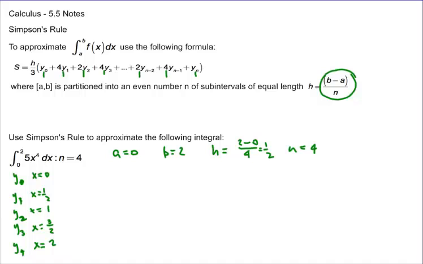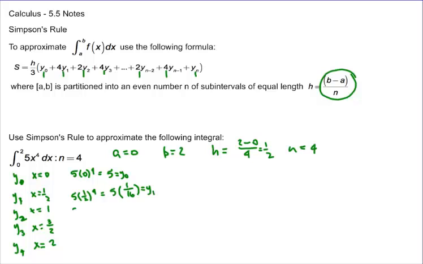Okay, so when you put these numbers in for your heights, what are you really doing? Well, this is a little bit more complicated than the first one. So on each one of these, we're going to have 5 times 0 to the 4th. That's going to be 0. So here's y0. We're going to have 5 times 1/2 to the 4th. That's going to be 5 times 1 over 16. That's going to be y1.